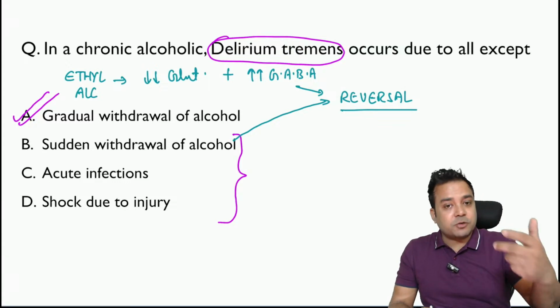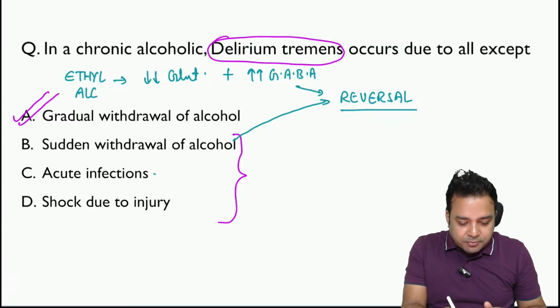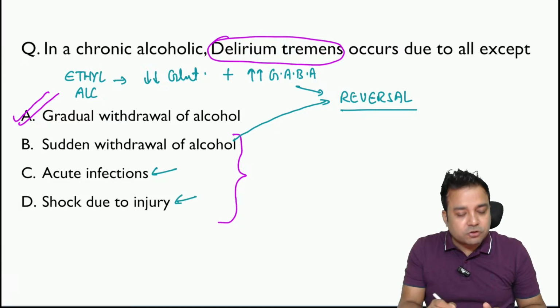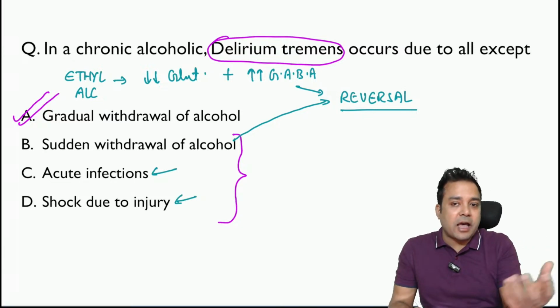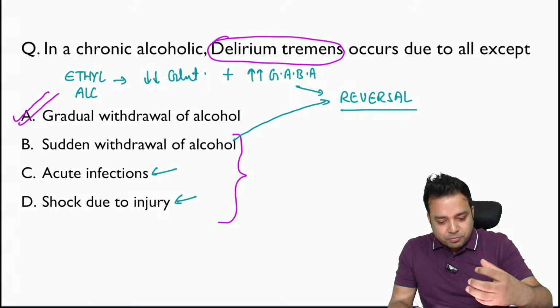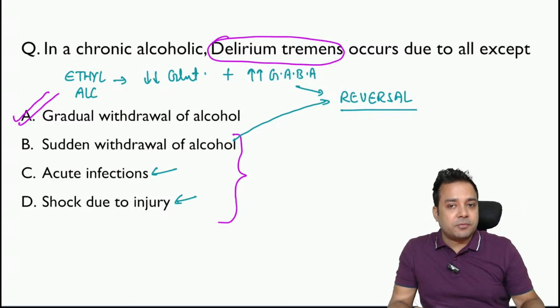What is another predisposing factor? If the person is admitted to hospital with acute infection or shock due to injury, the doctor will not give him alcohol, otherwise he will become a delirium tremens case.